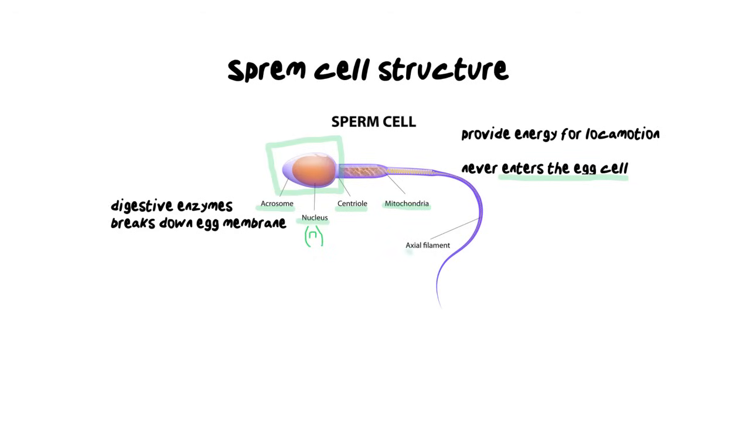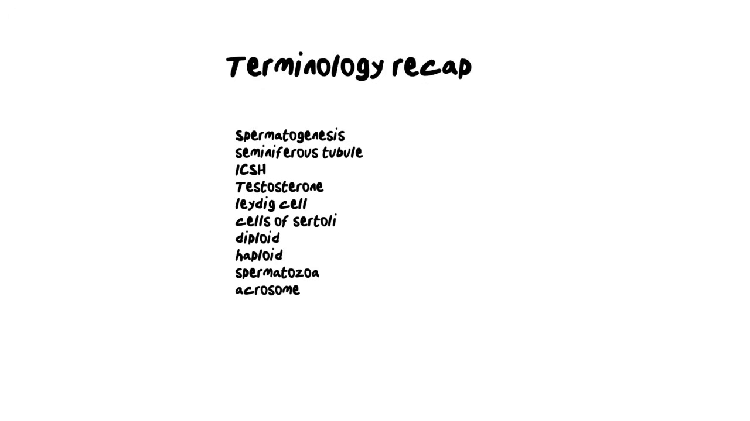And finally, we have the axial filament, also known as our tail, and it propels our sperm cell in a propeller-like fashion, which means that the sperm cell doesn't actually wiggle from left to right. In actual fact, if you look at the sperm's tail when it moves, it's like a propeller and it does a twisting action forwards. All right, to end our lesson, let's do a terminology recap.